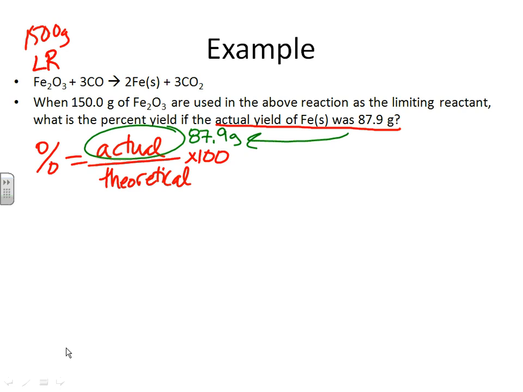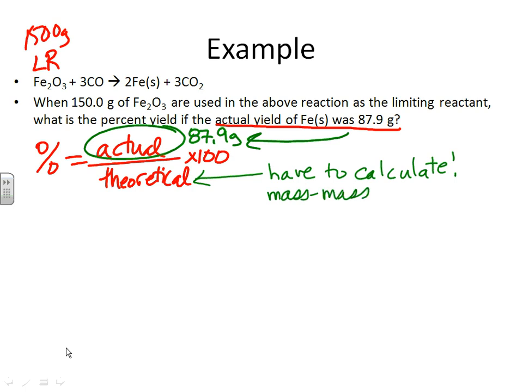The problem gives you the actual yield. That's actually fairly common in percent yield problems. It's fairly common for them to supply you the actual yield and then ask about percent. So in order to solve for the percent yield, we have to determine the theoretical yield. And the way that we calculate the theoretical yield is through a mass problem.